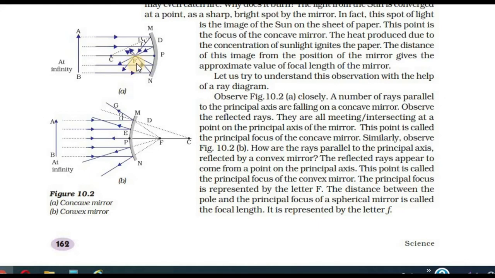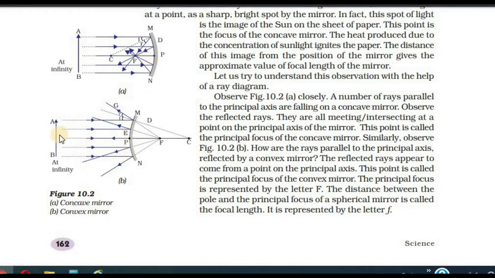The distance from the principal focus to the pole is called the focal length, which is represented by the small letter f. So what is capital F? Capital F is the focus point and small f is the focal length. Focal length is the distance between the pole and the focus. This is the case of the concave mirror.